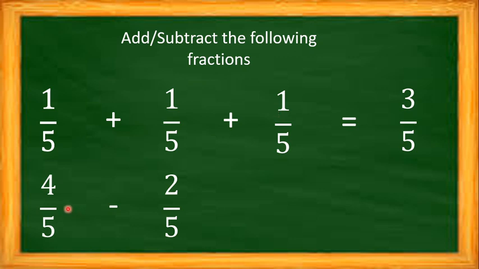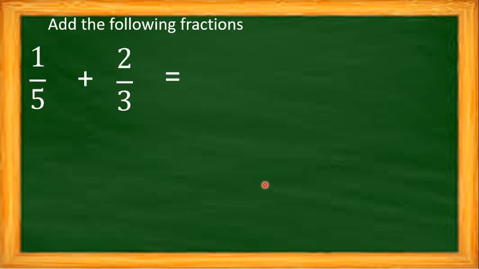So let's subtract this. In subtraction, we have the same rule as addition. Just copy their common denominator, that is 5. Then subtract 4 and 2, we get 2. What if we have dissimilar fractions such as 1/5 and 2/3?